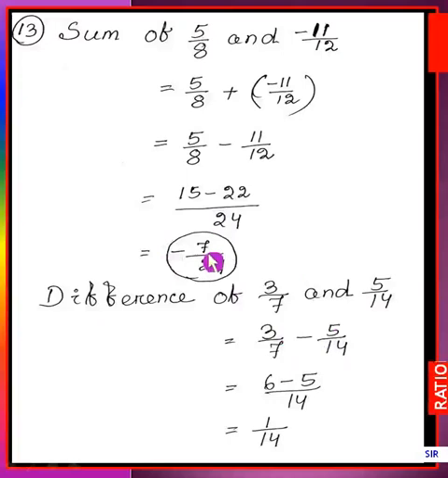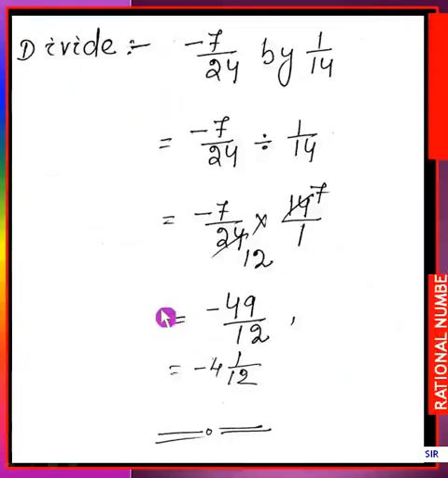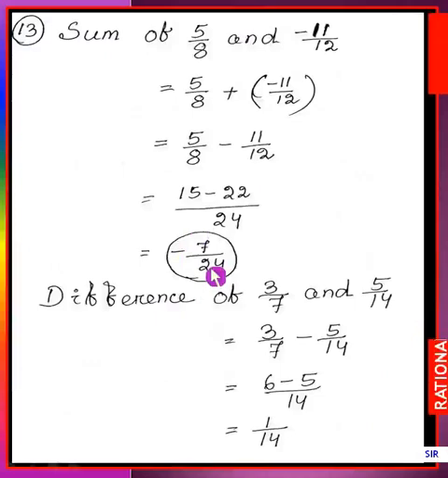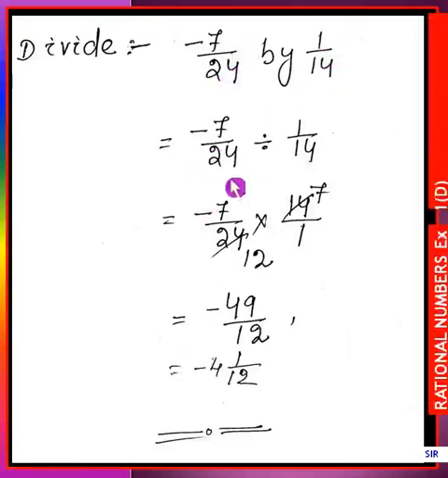So now the sum we got, the difference we got. Now we have to divide it. Look here, divide the same answers: minus 7 by 24 and 1 by 14. Now divide minus 7 by 24 by 1 by 14, equal to 2 1 ja 2, 2 2 ja 4, 2 7 ja 14. Minus plus minus 7, 7 ja 49 divided by 12 equal to minus 4 whole 1 by 12.